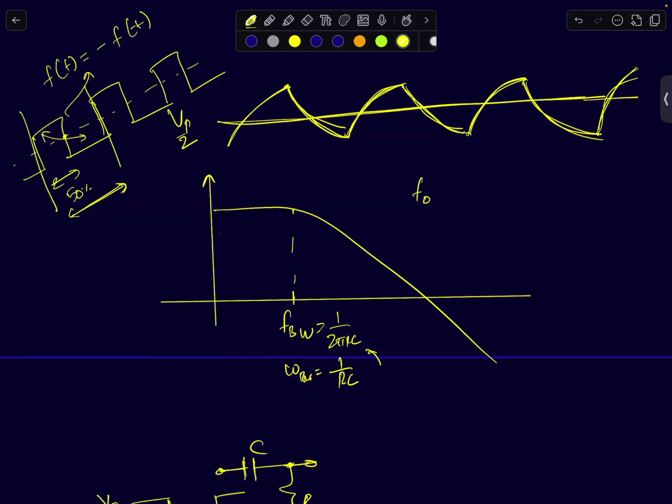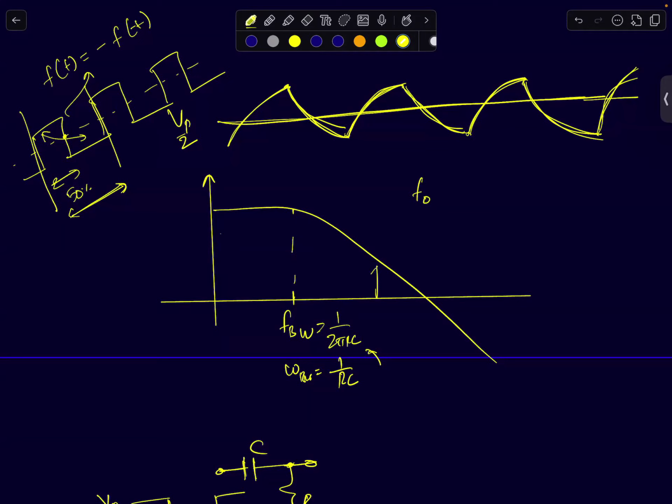I'm just removing DC out. Once I remove DC out, or even if you have DC, I can still find some point around which the odd symmetry can be observed in this function. Now come back to this. Now you know all the harmonics are odd harmonics.